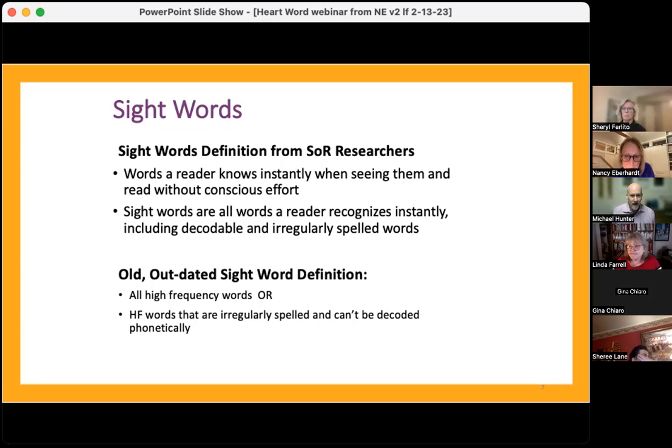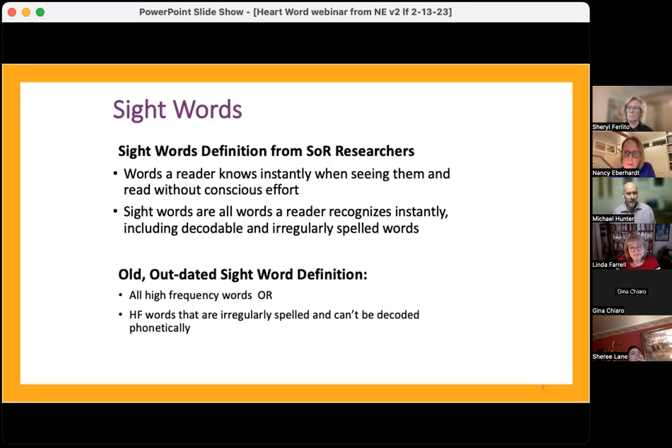Any good reader is going to have tens of thousands, 100,000, I don't know how many. It depends on how voraciously you read and how broadly you read. But we all have a ton of what we want to now think of as sight words. So the old and outdated definition that we're trying to replace is either all the high frequency words, which we just call sight words, or high frequency words that are irregularly spelled and can't be easily decoded. So people confuse high frequency word, heart word, and sight word.